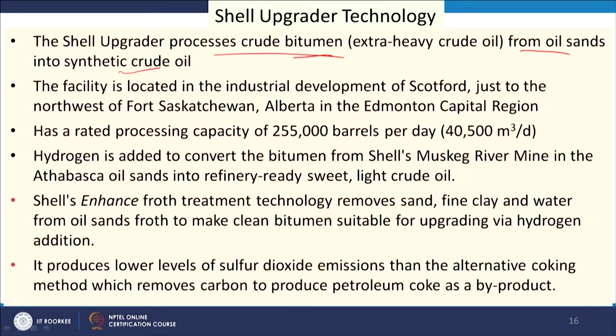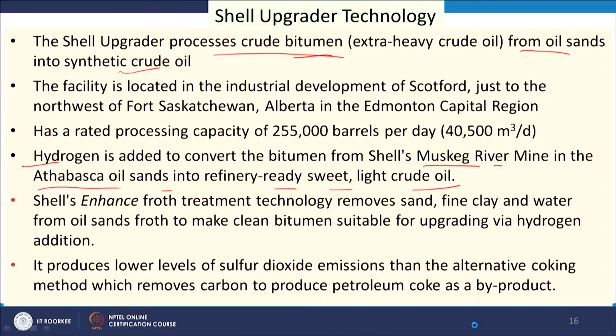So, this is based on hydrogenation. Hydrogenation takes place here. Hydrogen is added to convert the bitumen from Shell's Muskeg River mine in the Athabasca oil sands into refinery ready sweet or light crude oil. So, this is different from that of the improved delayed coking unit. This process is based on hydrogenation and the previous one is based on carbon rejection routes.